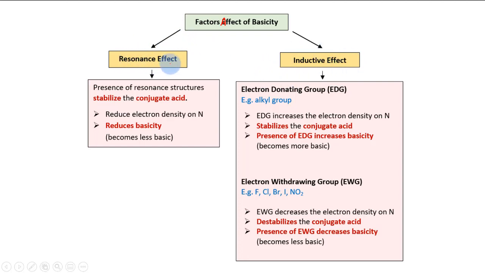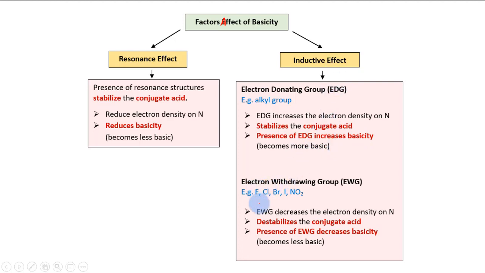So let's talk about the resonance effect. The presence of resonance structures stabilizes the conjugate acid, and it reduces the electron density on nitrogen, making it less able to donate the electrons, and therefore it reduces basicity, or the amines become less basic. Whereas for the inductive effect, we have electron donating groups and electron withdrawing groups. An example of an electron donating group is an alkyl group, which will increase the electron density on nitrogen, which stabilizes the conjugate acid. So in general, in the presence of an electron donating group, it will increase the basicity of an amine, or the amine becomes more basic in the presence of EDG.